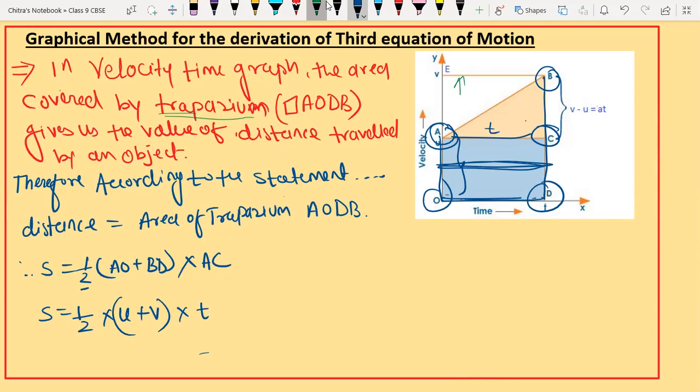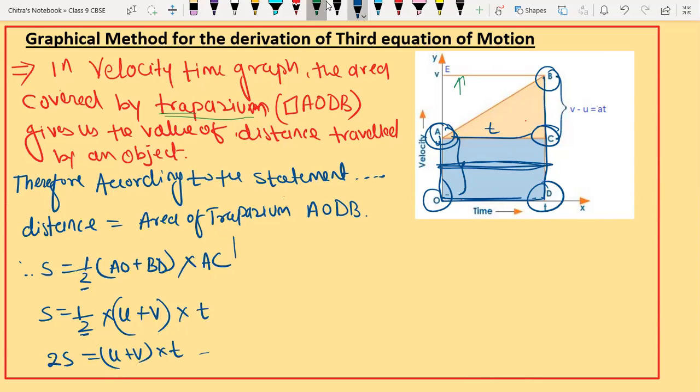So now I am going to transfer this 2 to the other side. It will go in multiplication form with S, so it will become 2S. 2S equals to U plus V into T.